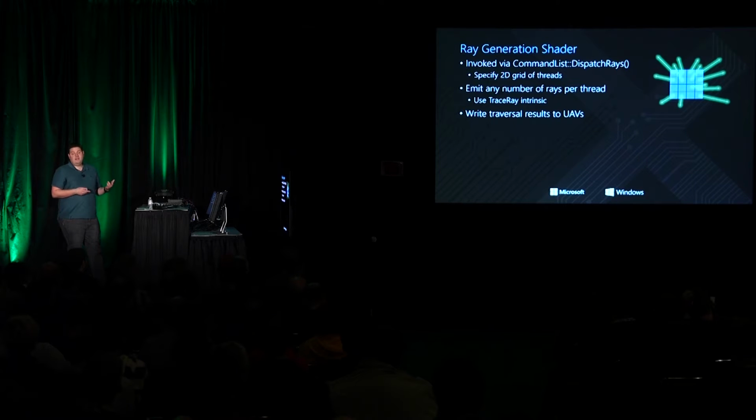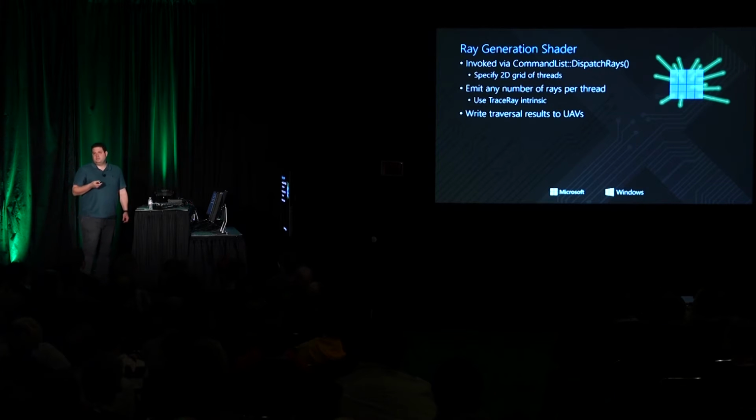Now, you can emit any number of rays, but a good starting point is one trace ray call per thread. After you call trace ray, you will get your results back, and I'll go over in a minute how you do that. But unlike the rendering pipeline where you have a render target output bound to the pipeline, this is much more similar to the compute shader pipeline where there's no explicit output. Instead, you write your output using UAVs.